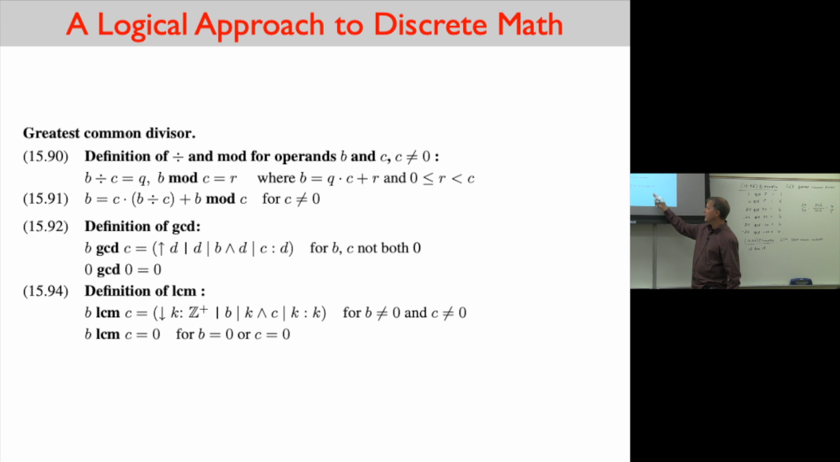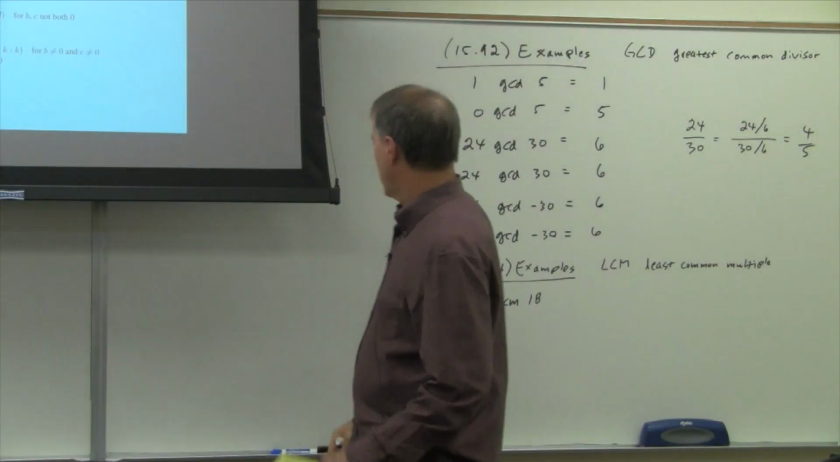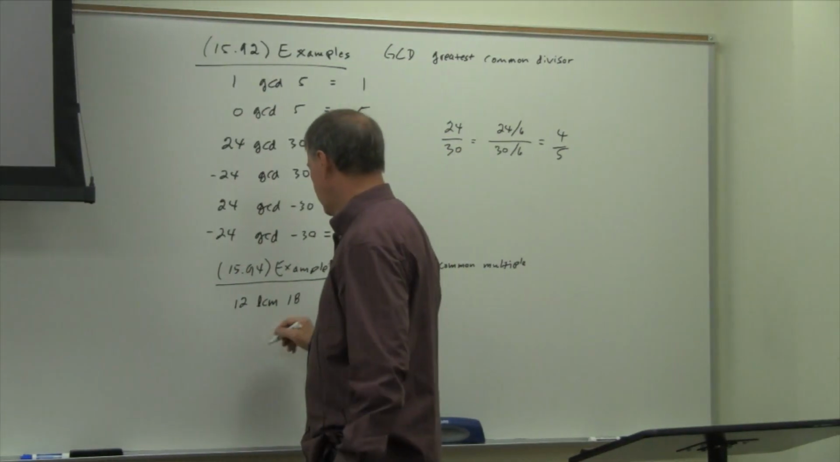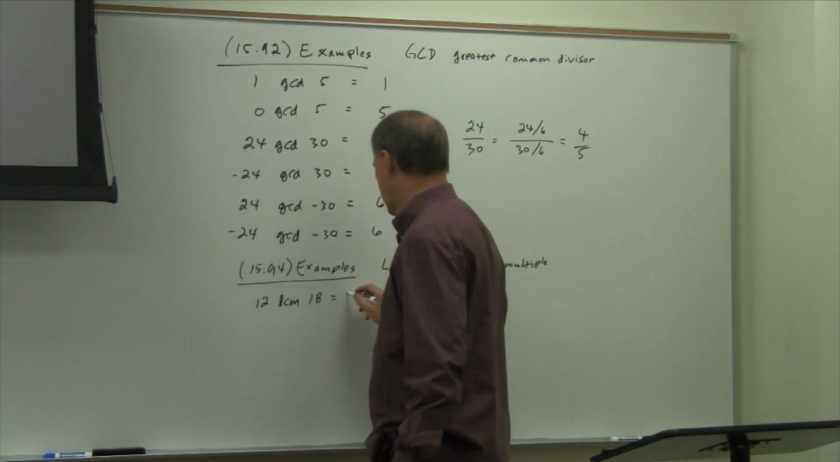So here it's okay for one of them to be 0 for GCD, but for LCM neither of them can be 0. Are you with me on that? All right. And also, by the way, there was one thing we didn't mention. When they are both 0, 0 GCD 0 is 0. And if one of these is 0, B LCM C is 0. All right. So what is 12 LCM 18? 12 LCM 18 is 36.